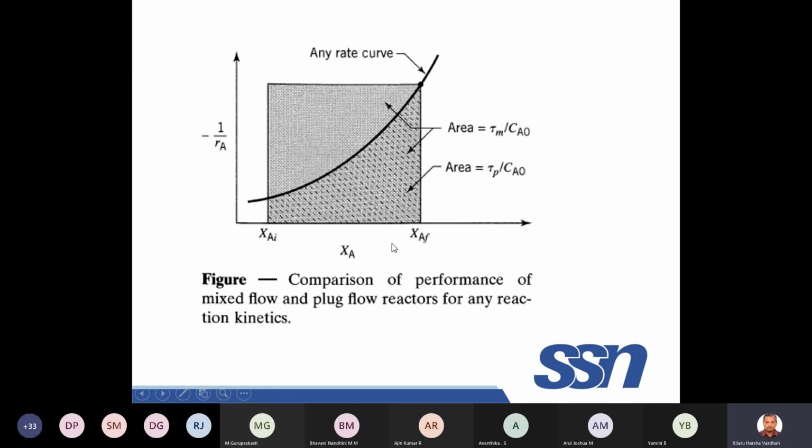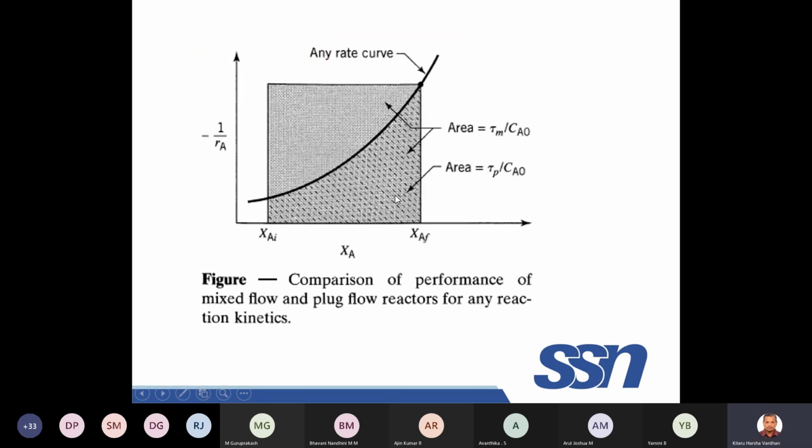From this graphical representation, we can know this is the initial conversion and this is the final conversion you want. The area under the curve will give you the PFR volume, and the area of a rectangle will give you the tau or volume of the mixed reactor. From this, we can tell for all positive orders, your mixed reactor definitely requires more volume than the plug flow reactor for a particular conversion. Am I right?